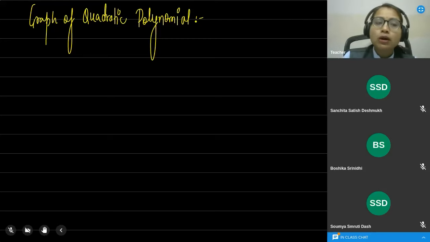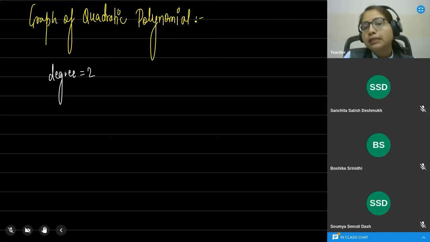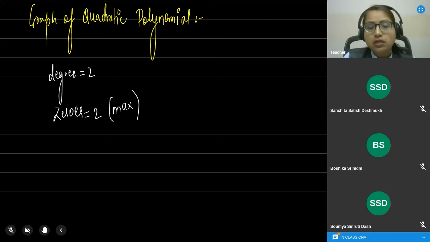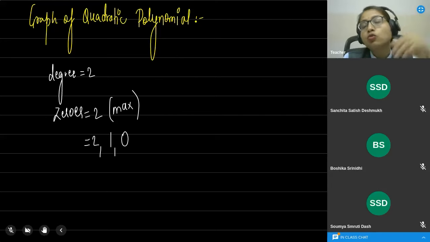When it comes to a quadratic polynomial, the degree of the quadratic polynomial is 2. And how many zeros can it have? 2. But that is the maximum number of zeros. Like in a linear equation, we always have one solution. But in a quadratic polynomial, the number of solutions is not always necessarily 2. It may be 2, it may be 1, or it may be no real solution. It is possible. Let me show you how.